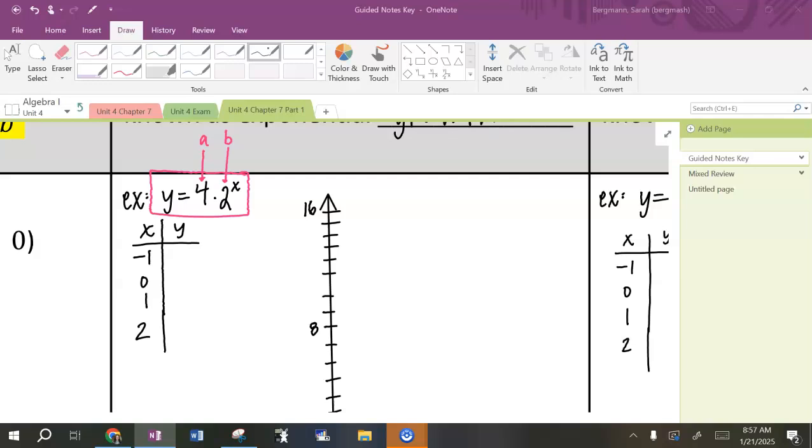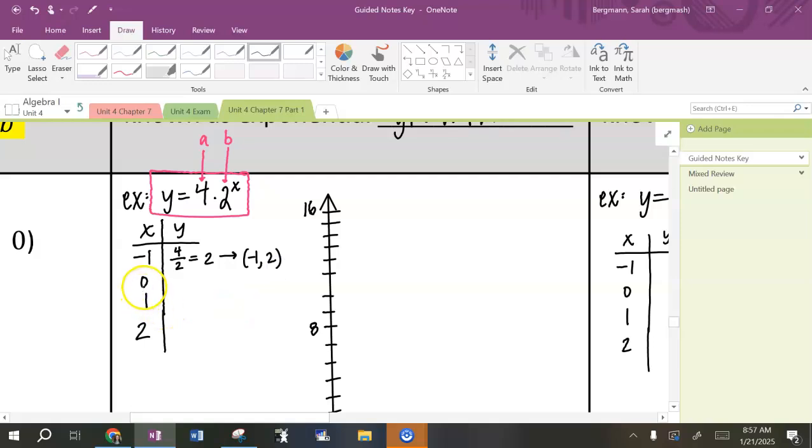If we were to plug in -1 for the x value, we know we just said we get a divided by b. In other words, for this function, it's 4 divided by 2. 4 divided by 2 makes 2. So if I put that together, my point should be x is -1, y is 2.